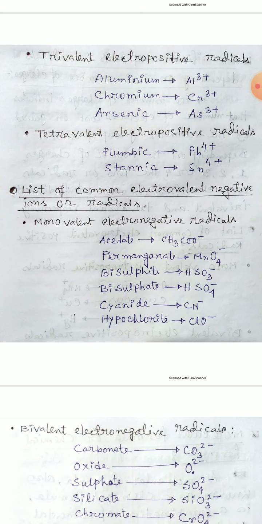Now list of common electrovalent negative ions, that is acid radicals. There are four types of acid radical or electrovalent negative ions or radicals. First, monovalent electronegative radical. Examples: acetate CH3COO minus, permanganate MnO4 minus, bisulfite HSO3 minus, bisulfate HSO4 minus, cyanide CN minus, hypochlorite ClO minus.